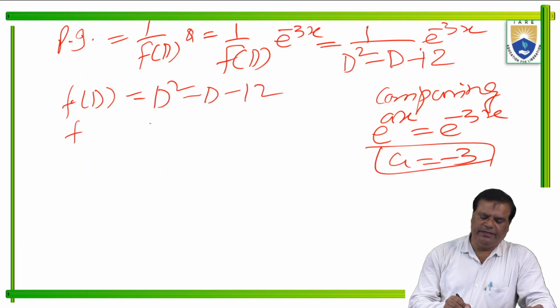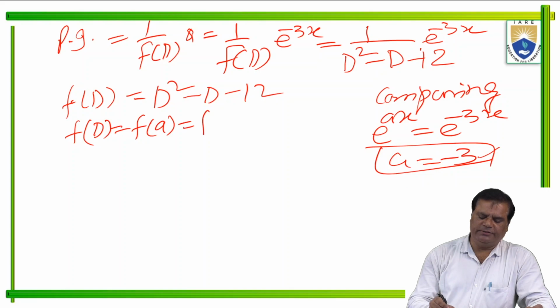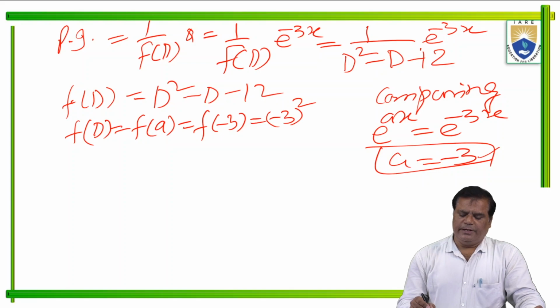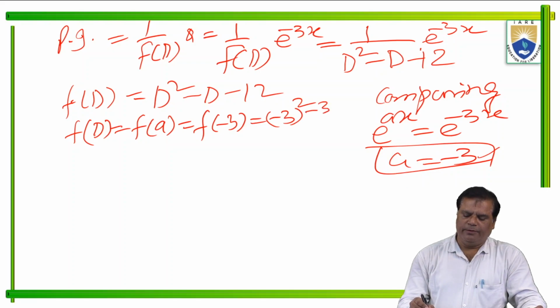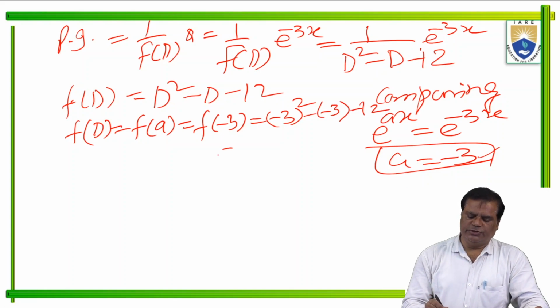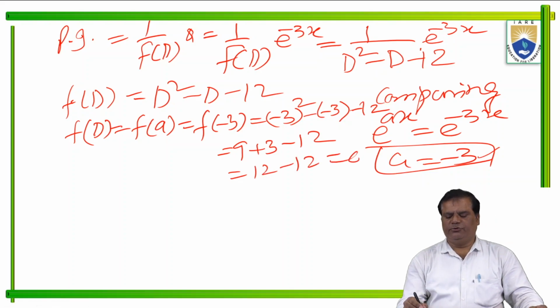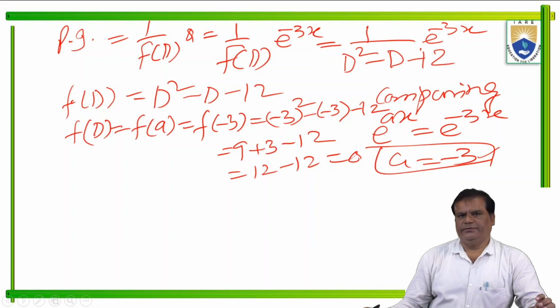So FD, D is here, A is minus 3. F of minus 3 equals minus 3 squared, minus minus 3, and minus 12. So this is plus 9 plus 3 minus 12. So this is 12 minus 12, this is 0. FD is 0. So we apply here condition 3.